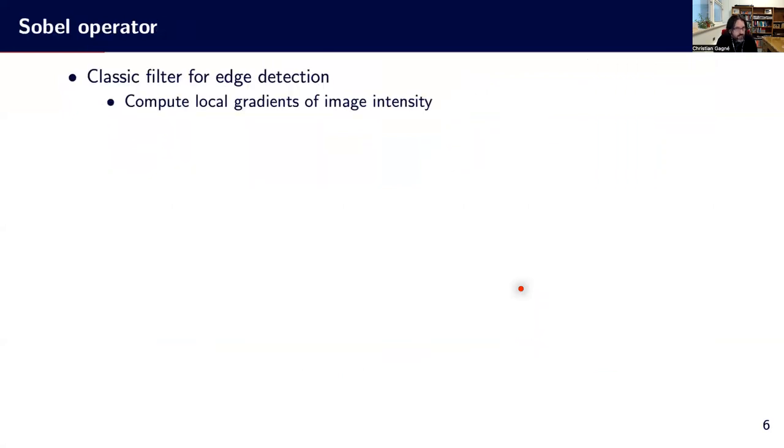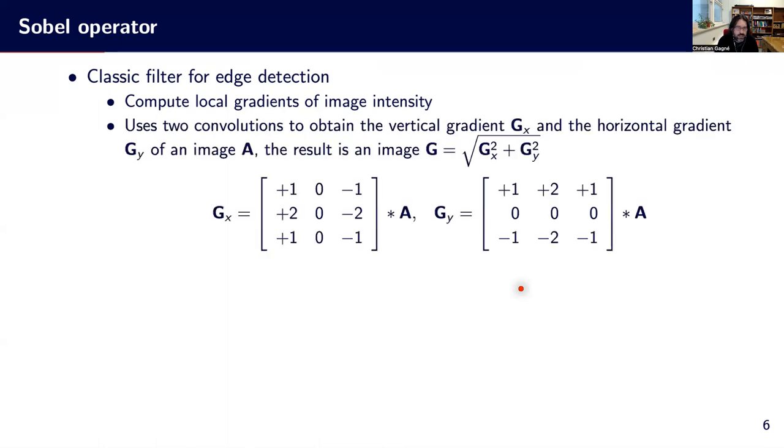There is a classic filter for edge detection, which is called the Sobel operator. It's one of the most known and was widely used for processing images. What it does is compute local gradients in the image intensity. It is made of two convolutions. We have GX, which is computing the vertical gradient, and GY, which is computing the horizontal gradient. It looks like this. We have GX, which is this filter here, +1, +2, +1, 0, 0, 0, -1, -2, -1, which is convolved on A, the image of interest, and gives us GX. Likewise, we have the horizontal gradient, which has this filter, the horizontal version of the previous one, and applying this filter on the image gives us GY. Then we combine these two by taking GX squared plus GY squared, and the square root of all of this. That gives us the final result, the result of the Sobel operator.